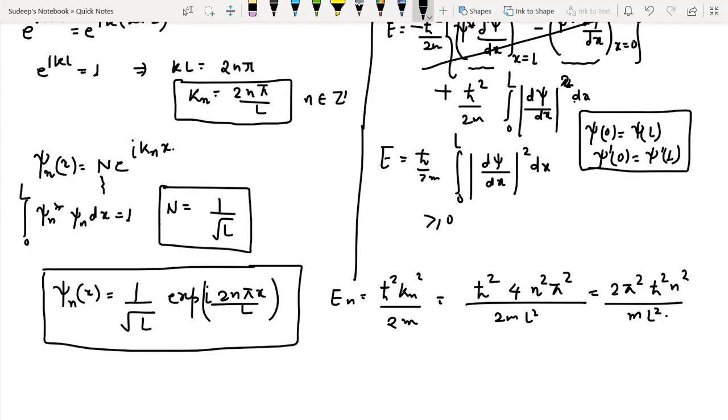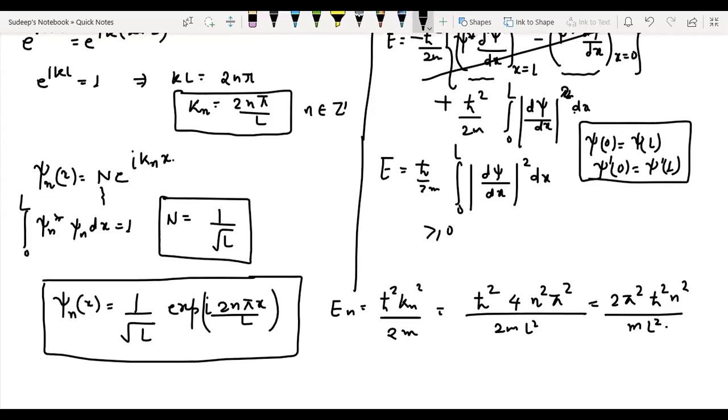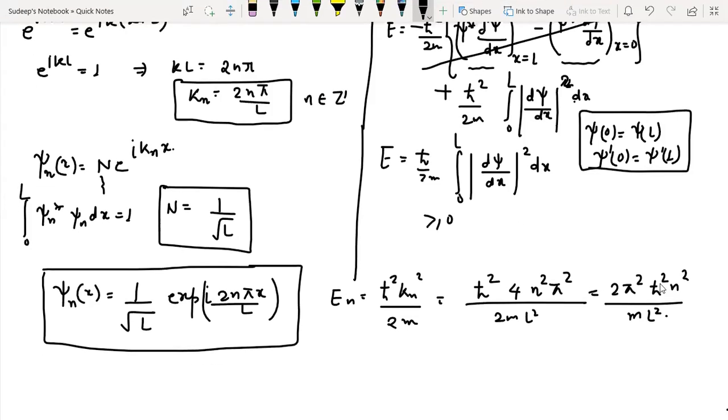So this sums up your discussion on free particle on a circle. So we have derived what? We have derived the wave function, and we have also derived the energy eigenstates.